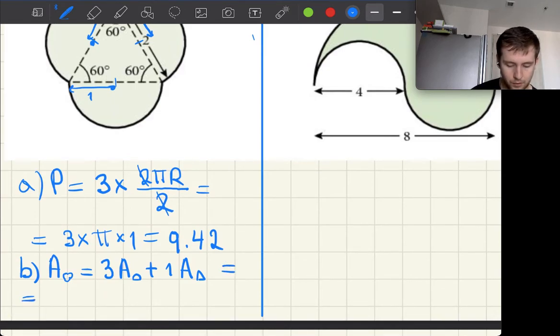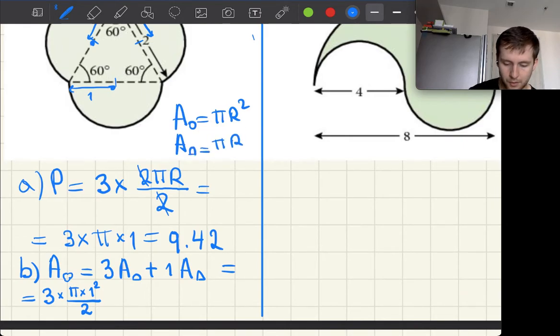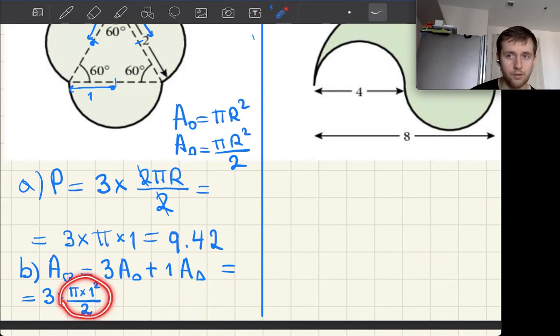So 3 areas of semicircles. So 3 times pi times r squared. In this case, the radius is 1. So pi times 1 squared divided by 2. Remember, the normal formula for the area of a circle is pi r squared. But if it's a semicircle, the formula becomes pi r squared divided by 2. So we have 3 times, because we have 3 semicircles, times pi r squared over 2, right?